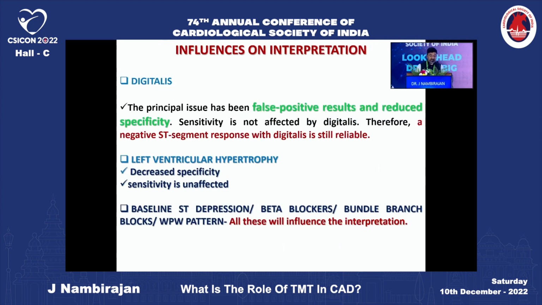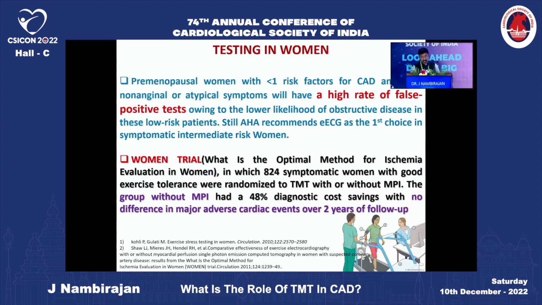So some of these factors influence the outcome of the stress test, especially digitalis. False positive results can be there and reduce specificity, and a negative ST segment response with digitalis is reliable. And LVH and baseline ST depression, beta blockers, bundle branch block, and WPW pattern, all these will influence the ST. Testing in women is very difficult.